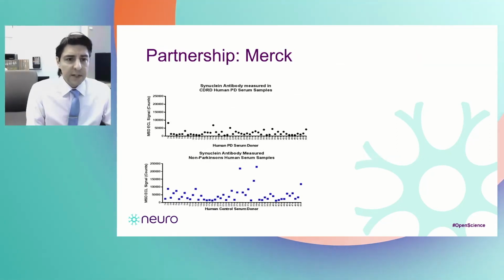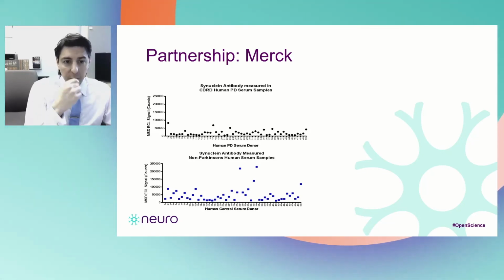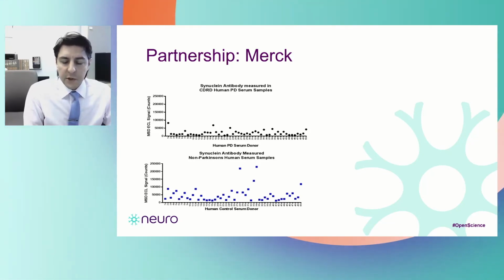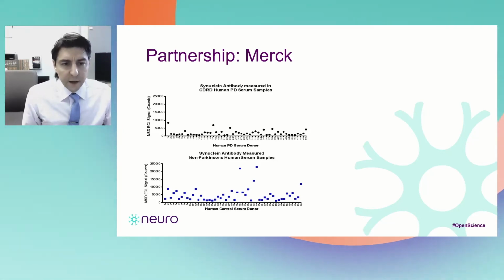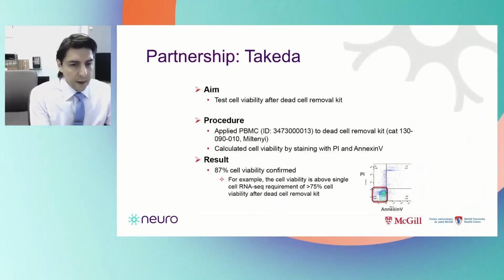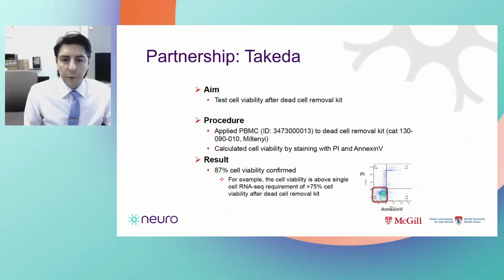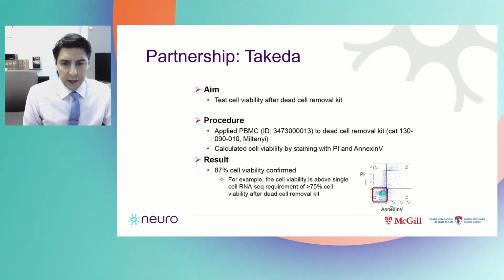And I'm going to show you 2 examples here. Here's a collaboration with Merck in which we provided serum samples from patients with Parkinson's disease, and they looked for autoantibodies against alpha-synuclein. In a different collaboration with a group in Japan with Takeda, we provided peripheral blood mononuclear cells.